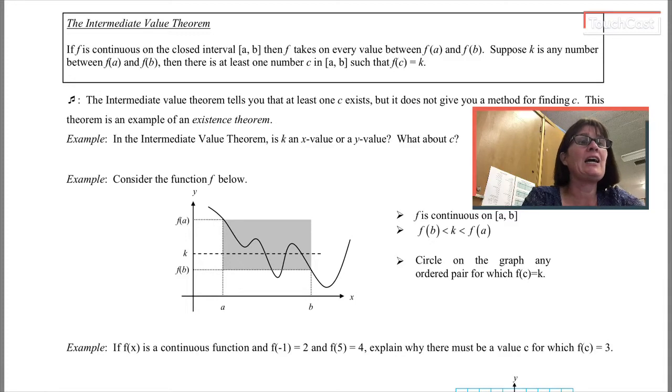So we said at the beginning of 2.3 that a function is continuous if you can draw it without picking up your pencil. So what does that mean? It means that the graph moves without any skips or holes or jumps, anything like that.